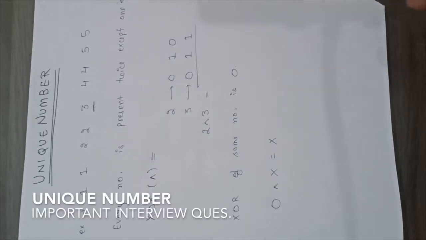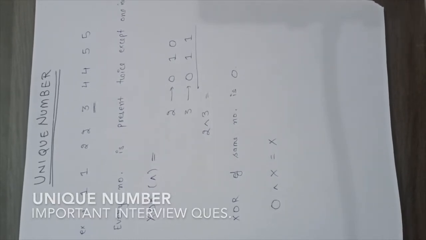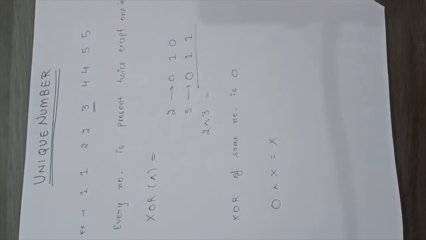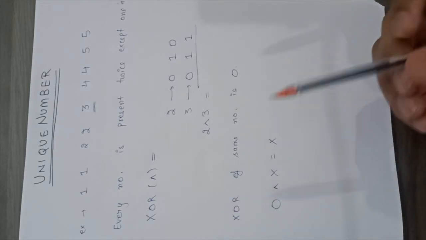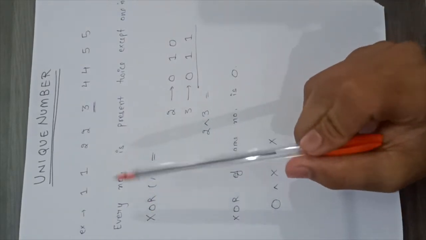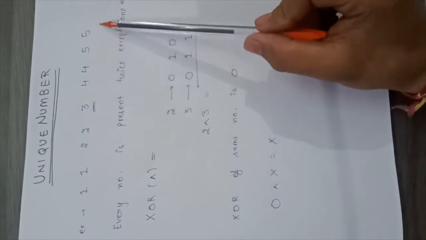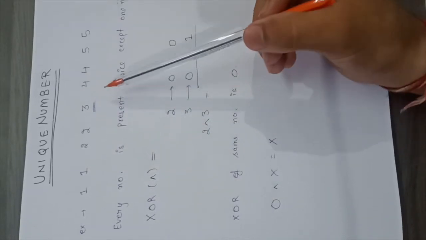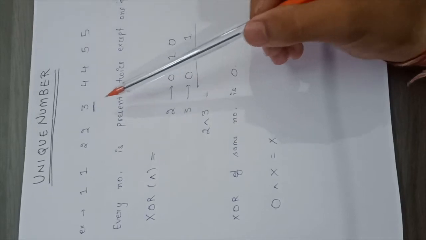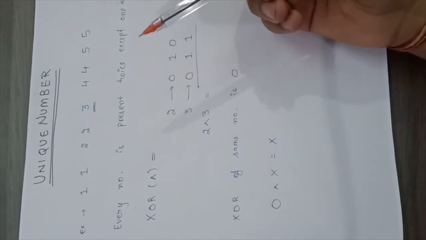Hi everyone. So in this video we will see how we can find a unique number out of a list of numbers in which every number is present twice except one number which is present once. So our aim is to find that number which is present once only. So let's take an example. We have the list of numbers as 1, 1, 2, 2, 3, 4, 4, 5, 5. So 3 is present once only. So we have to find this number 3 by performing our logics.